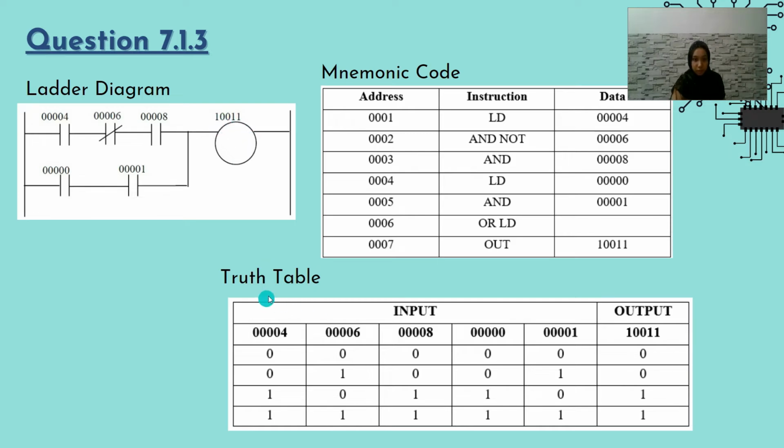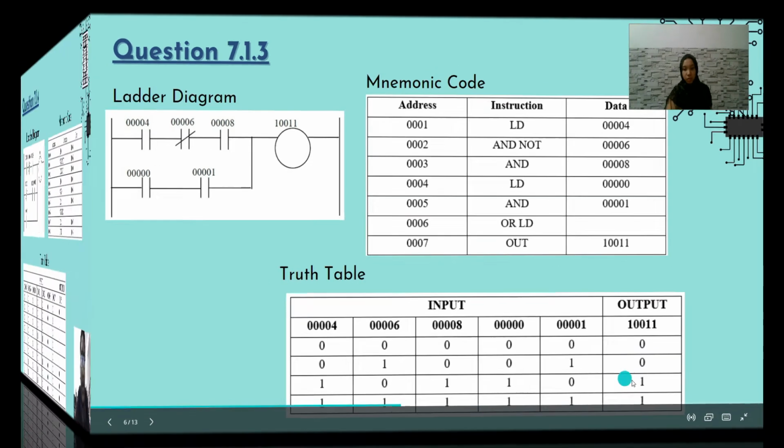So as you can see, here is the truth table with 5 inputs and 1 output. So the output that we got is 0011.